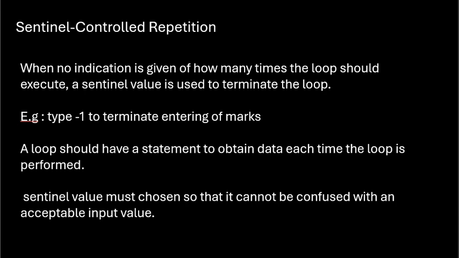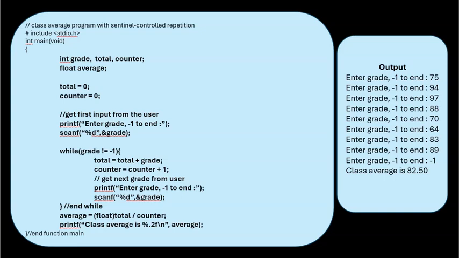Here, in sentinel controlled repetition, we don't know how many times the loop should be executed. We know only a condition. As an example, if you type -1, then the loop terminates. Here we have an example to calculate the average of a class. Here we have variables grade, total, counter, average.